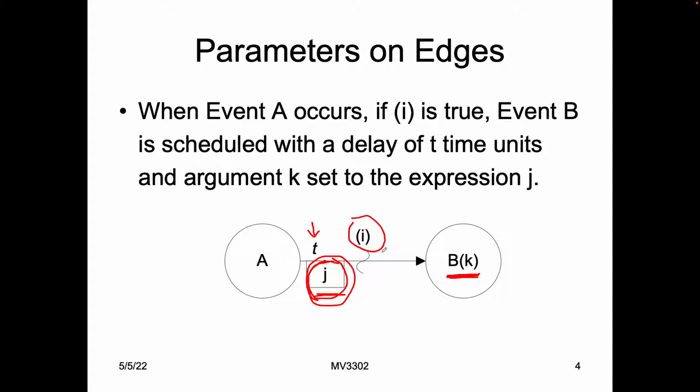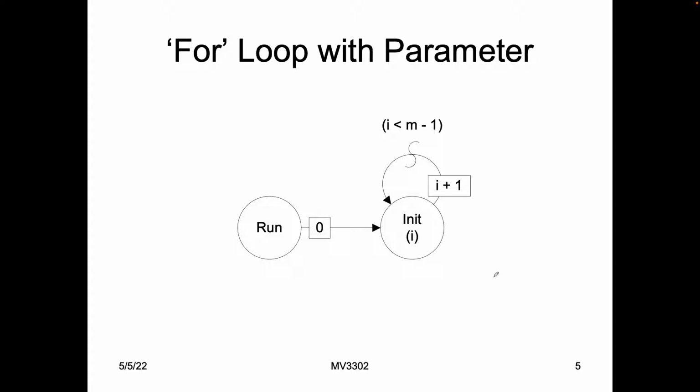So J is evaluated when B is scheduled, not when B is called. Exactly, exactly. Thanks, Ed. You put it better than I did. So J is evaluated when B is scheduled, not when B occurs. And we'll see an example of that in the inventory model. We'll look at it in a second.